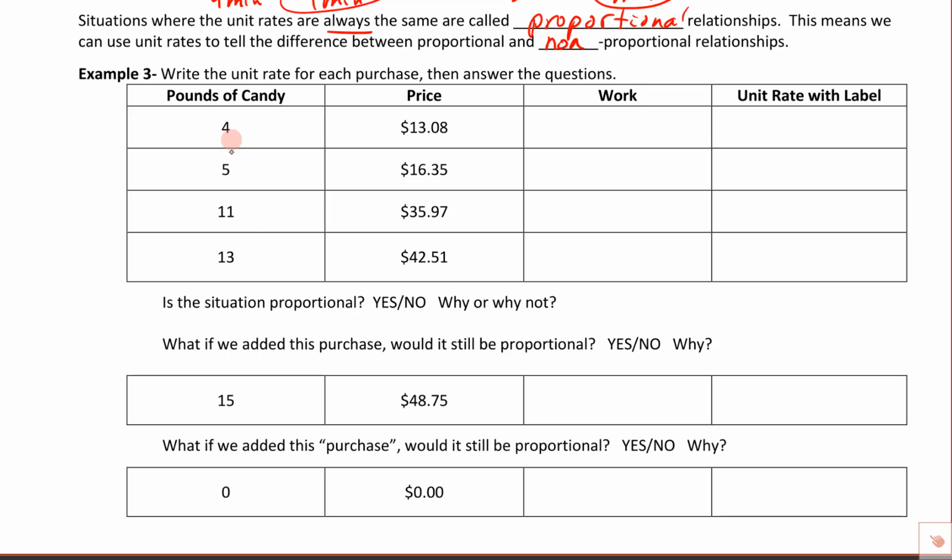It's for a purchase of a certain number of pounds of candy, and then the price that we paid for that candy is right here. We're going to show a little bit of work, and then we're going to write down the unit rate with a label. And your assignment is very similar to this. There's some problems just like this.